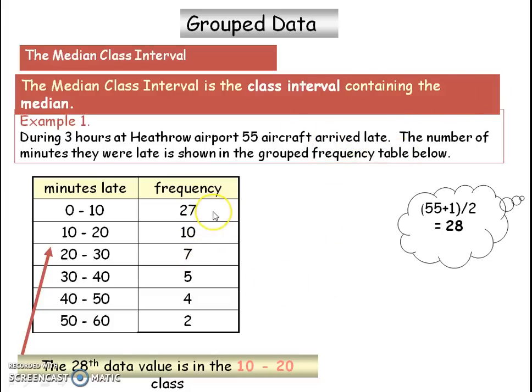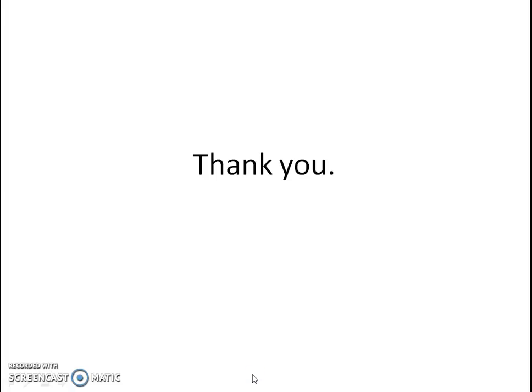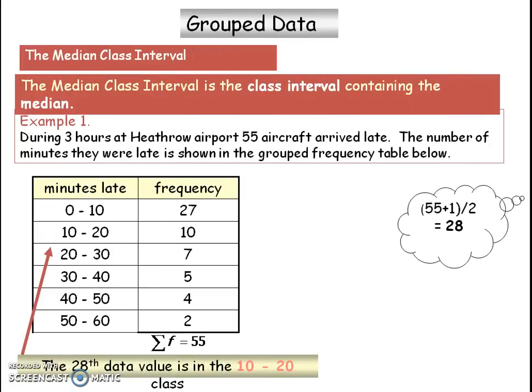Now let's see where this 28 lies. The 28 cannot be in the 27, but it can be in 27 plus 10. If you calculate the cumulative frequency, it will be 27, then 37, then 44, and so on. So the 28th value lies in the class interval 10 to 20. So my median class is the 10 to 20 class interval.